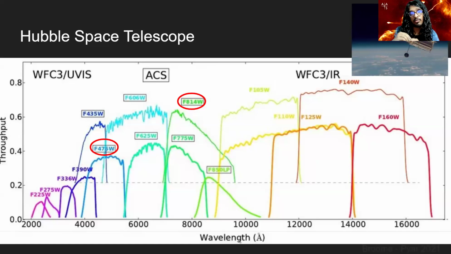Spectrographs are more expensive than simply doing photometry. You can do a lot of photometry very, very quickly. So we often use color as a substitute for temperature.